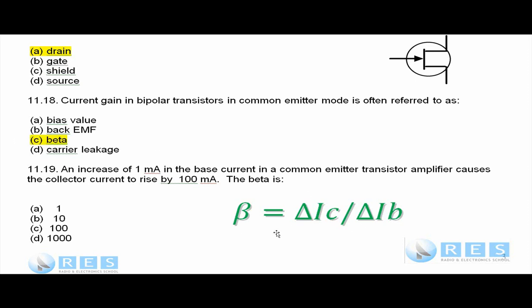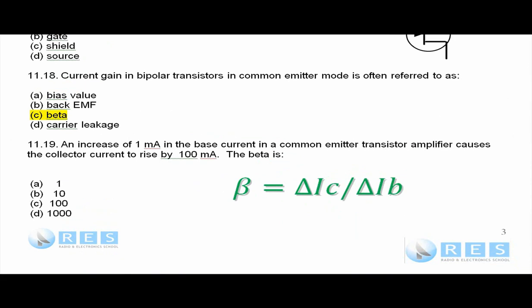And in the next question I've drawn a symbol, the equation. So we might go straight on and have a look at that now. Question 11.19, an increase of 1 milliamp in base current in a common emitter transistor amplifier causes the collector current to rise by 100. So the change in base current is a milliamp, and the change in collector current is 100 milliamps. If we divide the change in the base current into the change of the collector current, we get the beta. 1 into 100 is 100.